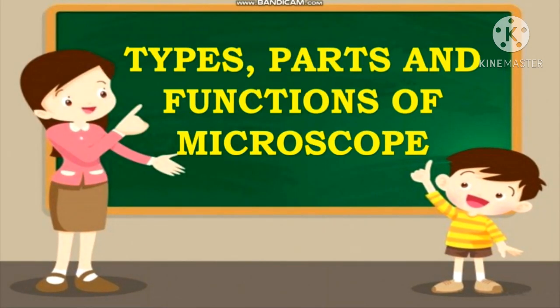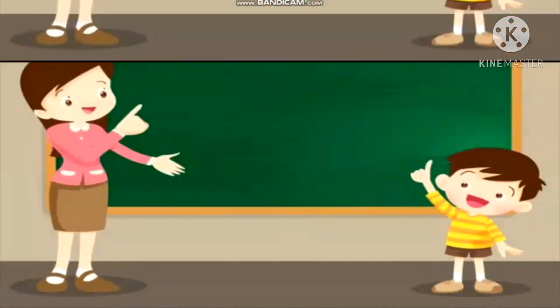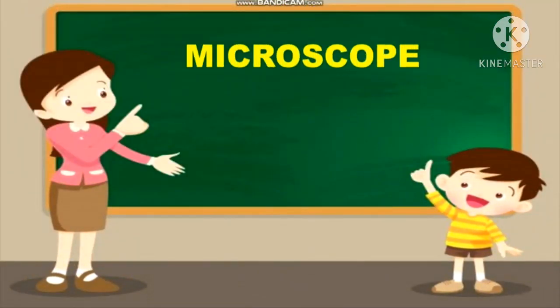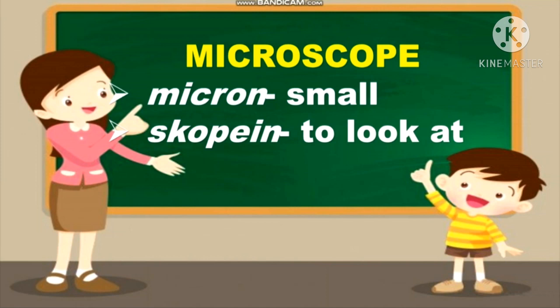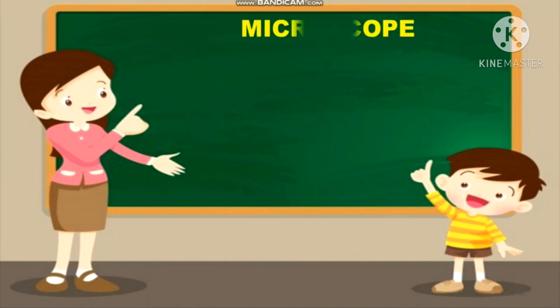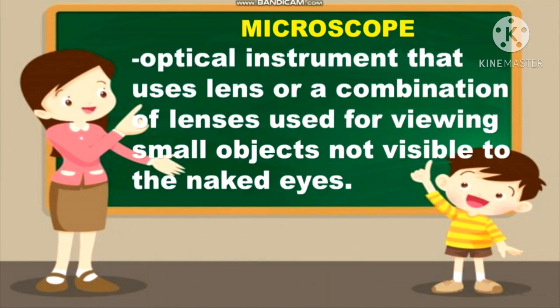For today's video, I'm gonna share with you the different types, parts, and functions of microscope. Microscope came from the two words micron, which means small, and scopein, meaning to look at. And the simple definition of microscope: this is an instrument that is used to magnify small objects that are not visible to the naked eyes.